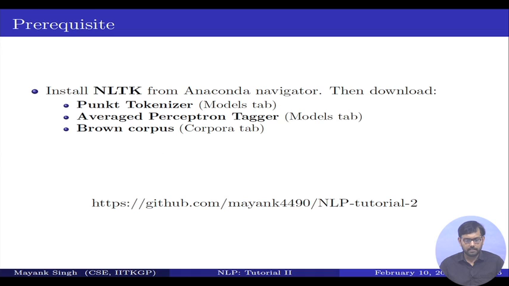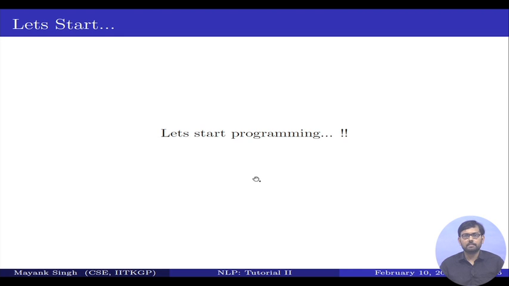But before you start programming for this tutorial, you have to install NLTK from Anaconda Navigator. Once NLTK is installed, you have to download the Punkt Tokenizer and Averaged Perceptron Tagger from the Models tab, and the Brown Corpus from the Corpora tab. For more information about NLTK and the installation part, you can click on this link. I assume that you can successfully install all these dependencies, so let's move to the coding part.